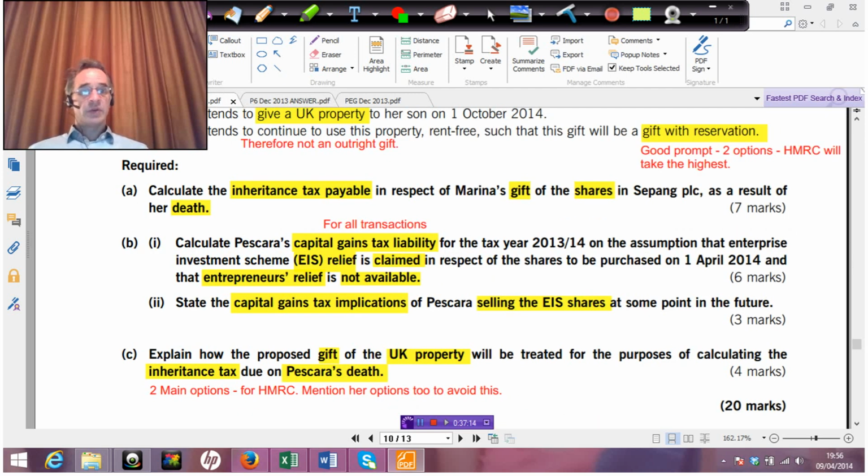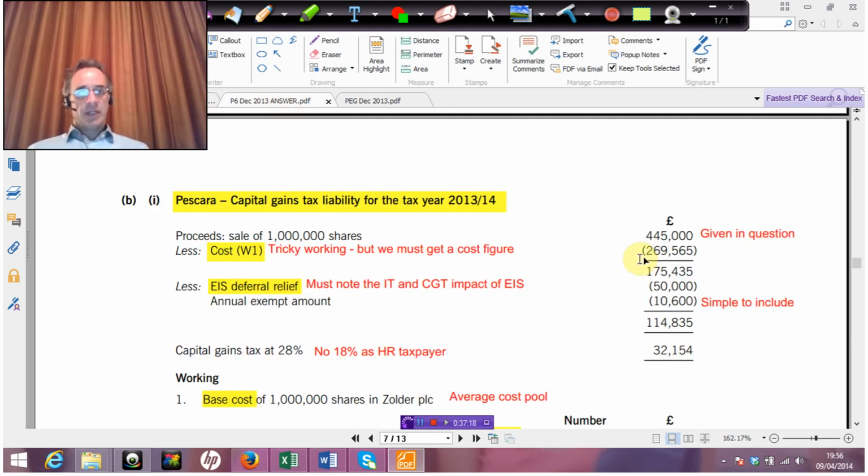Yeah, we can also see that the marks there are 6 marks. Now, most of the work is in here. In other words, is in getting this cost figure, and I'll explain exactly how they've done that in a moment.